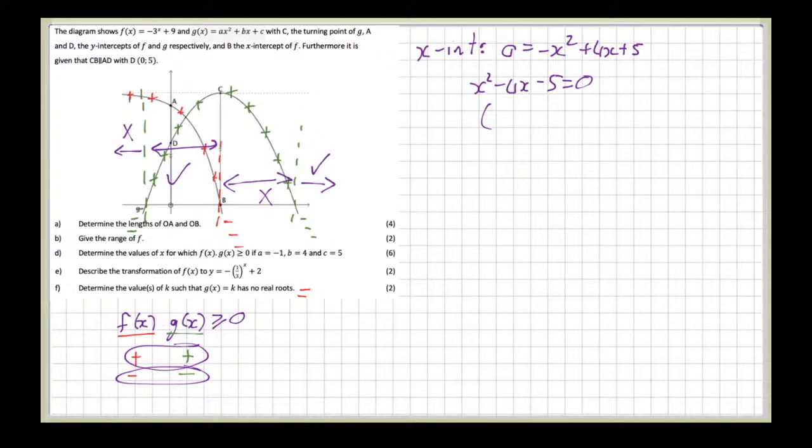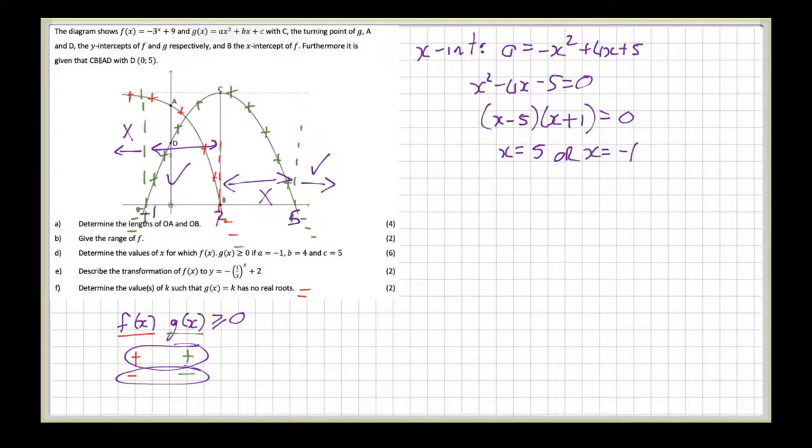Don't be so hard on yourself if you make a mistake when you're in a hurry. But always be willing to correct yourself. So I've got x equal to 5 and x equal to negative 1. Let's go to my sketch: 5 and negative 1.